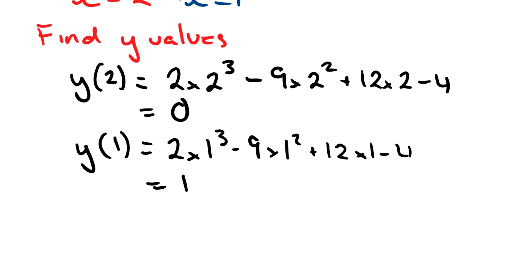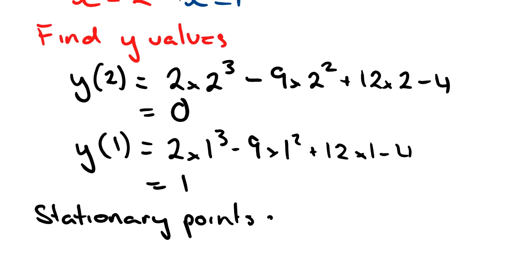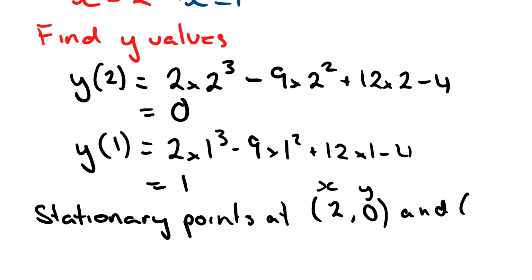So our concluding statement would be: stationary points at (2, 0), because those are our x and y values for one of our points, and (1, 1) was our other one. So there are 2 stationary points at these points.